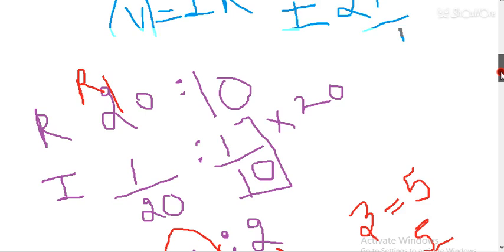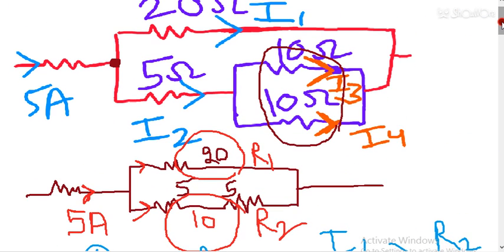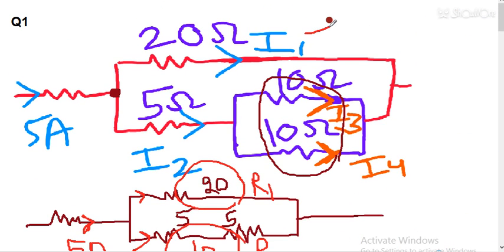That means if I go to the circuit now, the value of I1 is one part flowing, so its value will be 5 by 3 ampere. Now for I2, two parts are flowing in this branch, so the current is 5 by 3 into 2, so its value is 10 by 3 ampere.